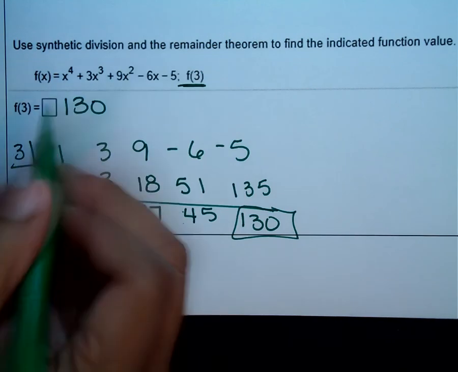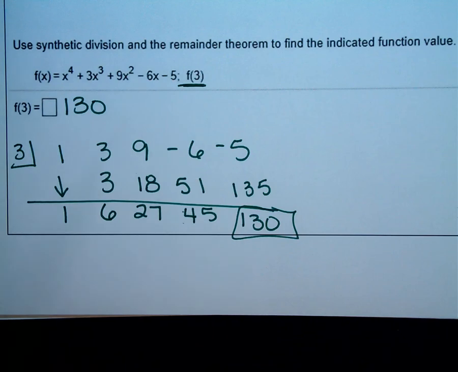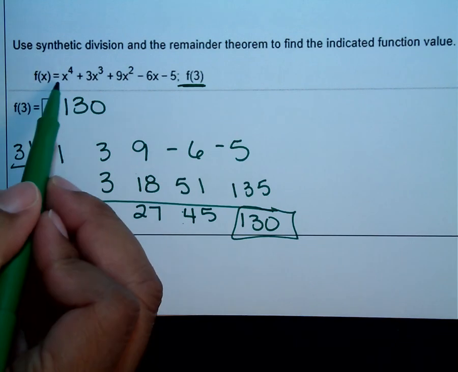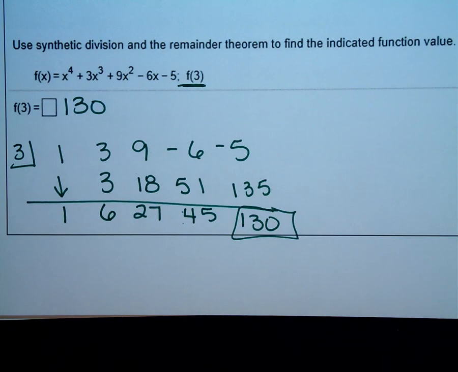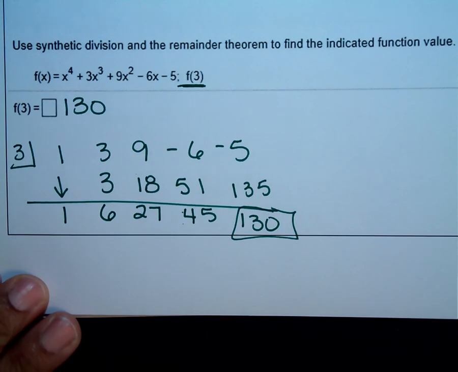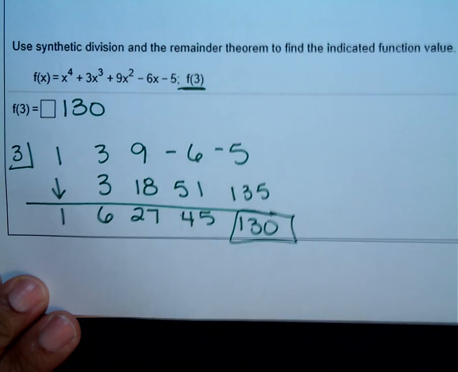When I plug in a 3 here, and a 3 here, and a 3 here, and a 3 here, you should get the same answer. If I'm wrong, I might have made a mistake, but I don't think I am. So check me. Plug in a 3 each time and see if you get the same answer. If you get something different, send me an email or a message. You might get some extra points. Alrighty. So that's synthetic division using the remainder theorem.